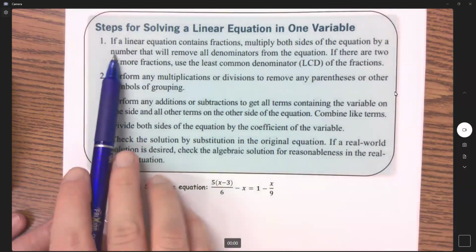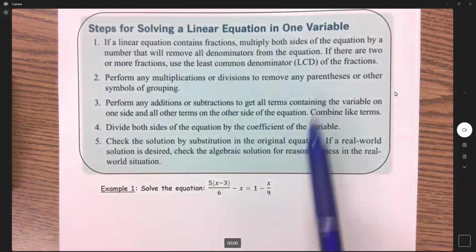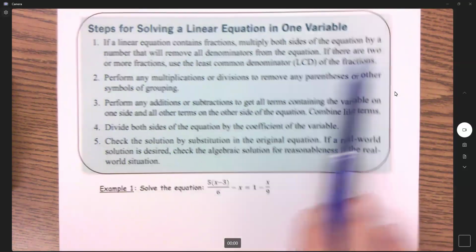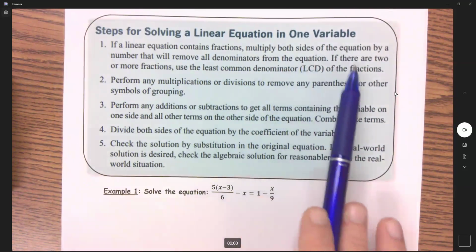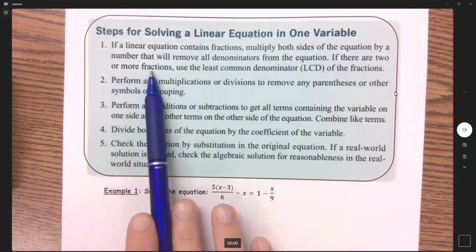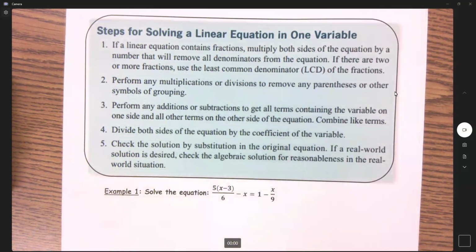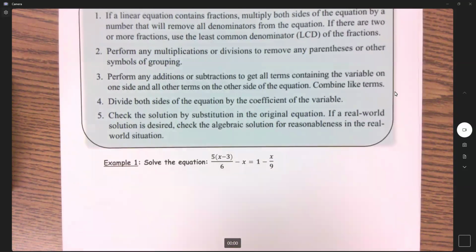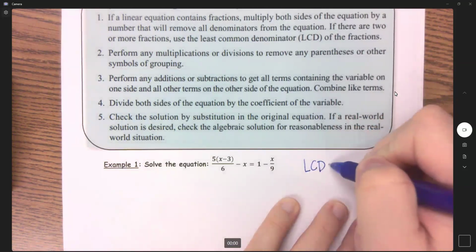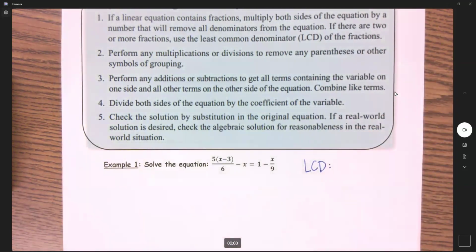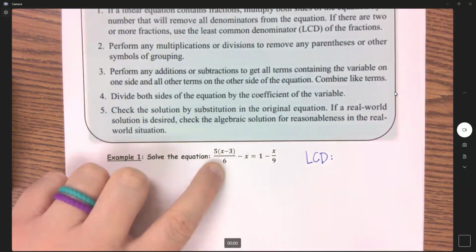So it says, number one, if a linear equation contains fractions, which I have 2 right here, we need to multiply both sides of the equation by a number that will remove all denominators from the equation. If there are 2 or more fractions, use the LCD, or the least common denominator, of the fractions. So we need to find the LCD here. So take one of your 2 numbers, and actually it's always best if you use the bigger one. I'm going to use the smaller one for this one, just for a little bit more practice.